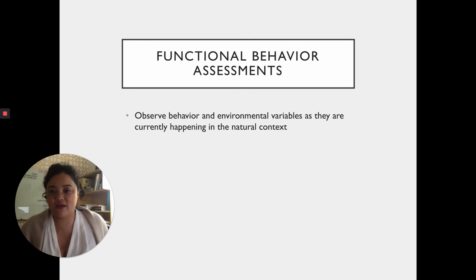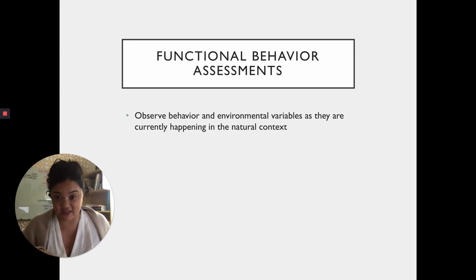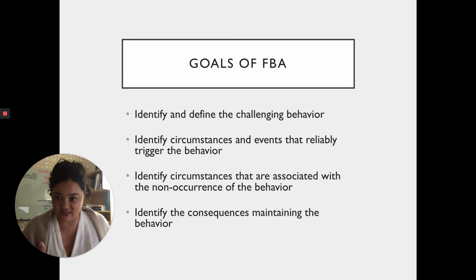All right. In any functional behavior assessment, the first step is just to observe. So we are observing the behavior in its natural setting. Okay, so we're watching a student in his or her classroom, and we're seeing and taking notes about everything that is happening in that setting. Again, the goal of the FBA is to, first of all, identify and define what the challenging behavior is, right? That's always our first step. We need to be able to define the target behavior so that we can observe and measure it.